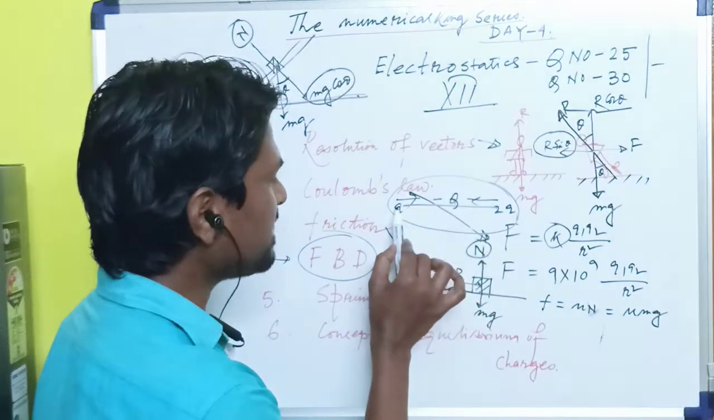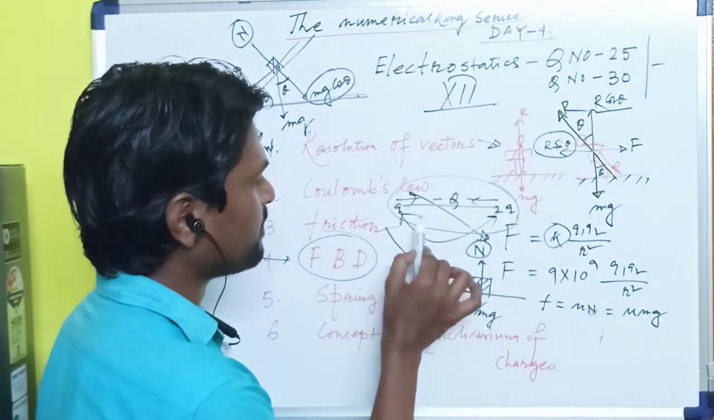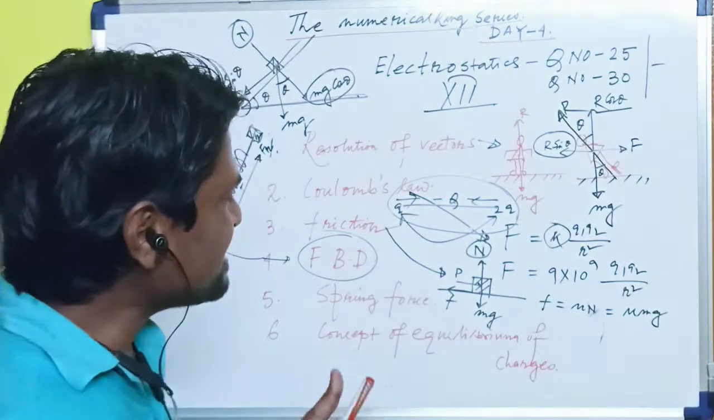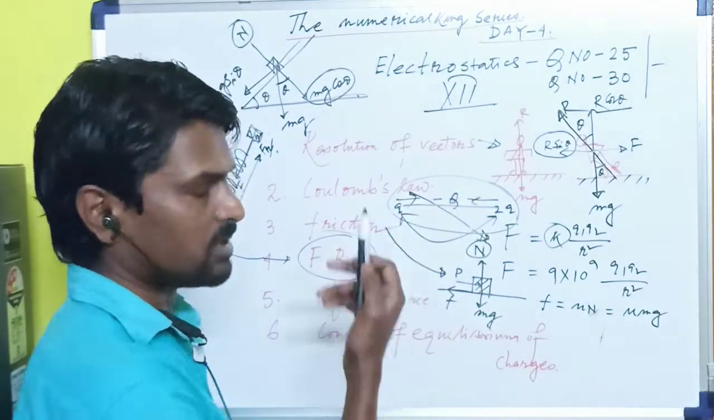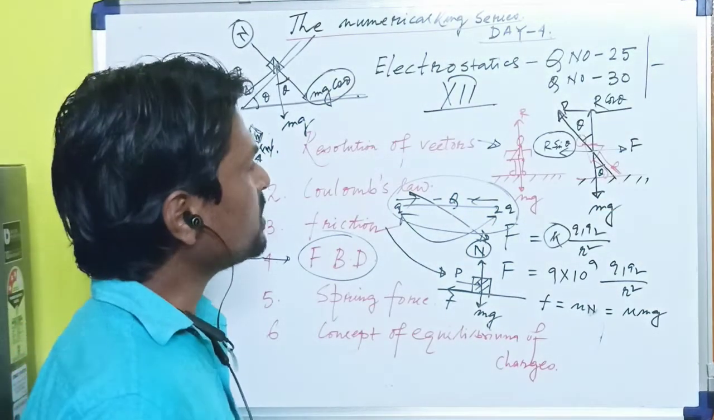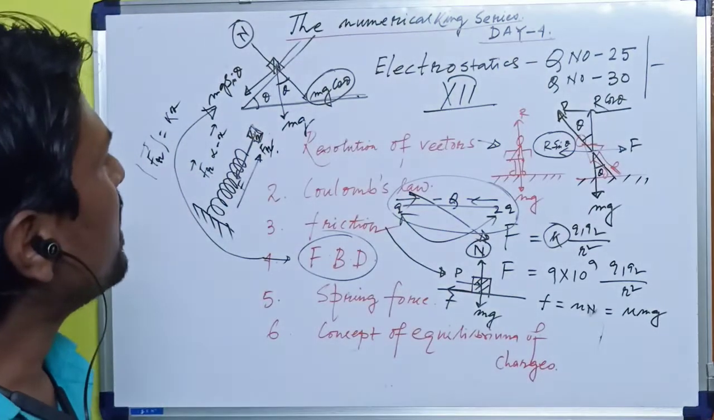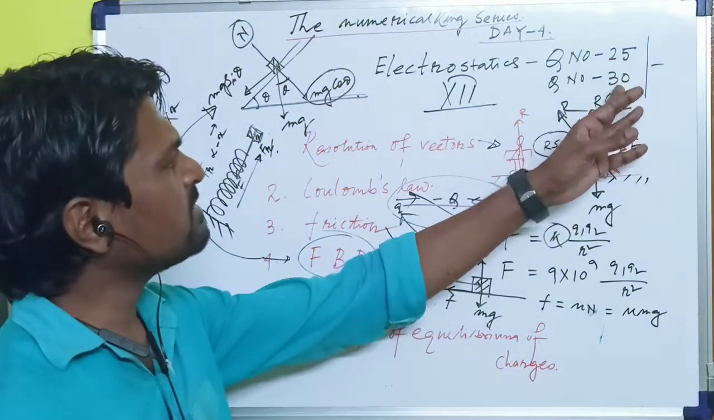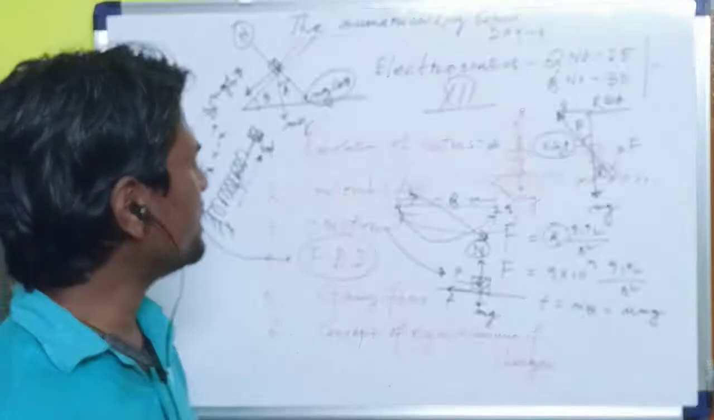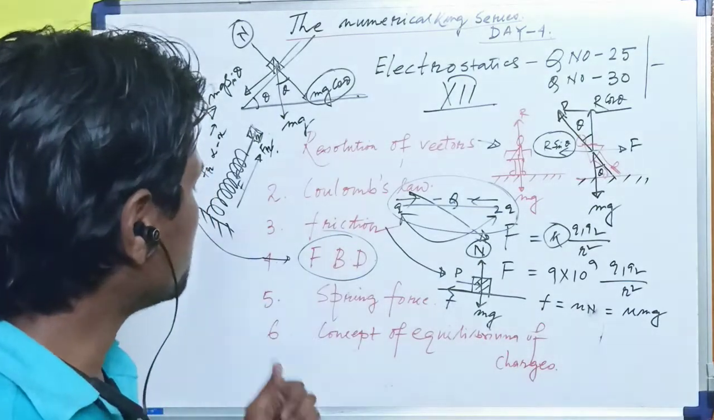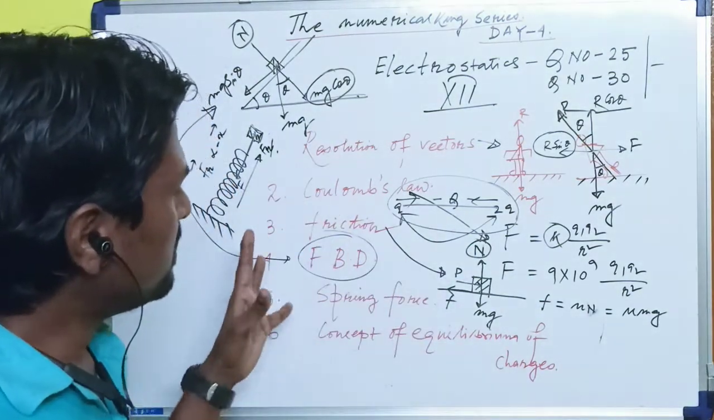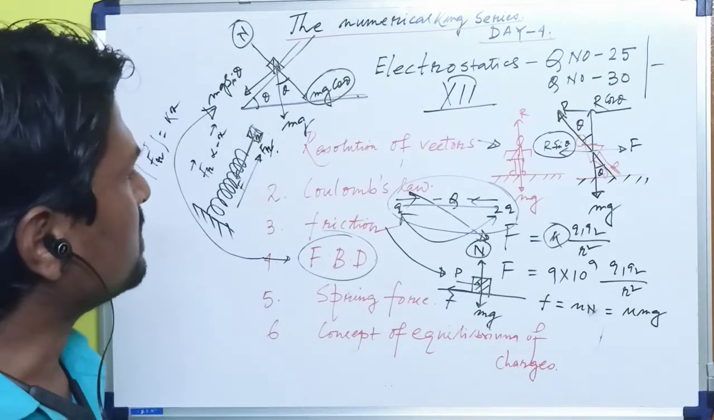Why? Because there is a repulsion force between these. The repulsion force between Q and 2Q balances the attractive force between these and this one. So this is the particular concept. I repeat again. If you want to solve questions 25 to 30, then clear the concepts of resolution of vectors, Coulomb's law of friction, free body diagram, spring constant, and the concept of equilibrium of charges. These are all the concepts.